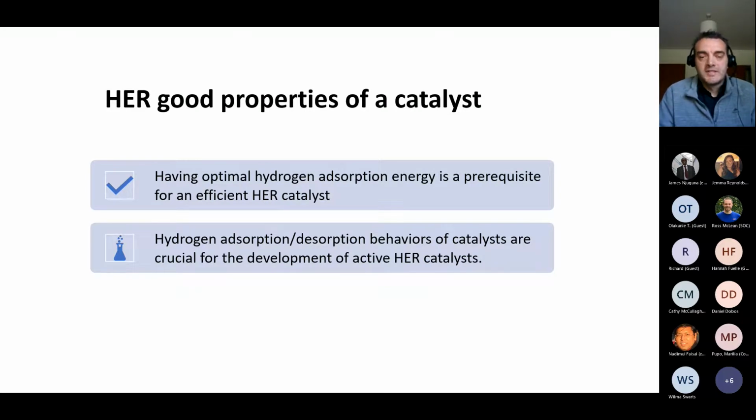Some important characteristics when it comes to HER: we need an optimal hydrogen adsorption energy and also good hydrogen adsorption and desorption behaviors in the catalysts. Those are important, especially to develop an active HER catalyst. So we develop more space on the surface, and then we will be able to create better catalysts and better reactions.